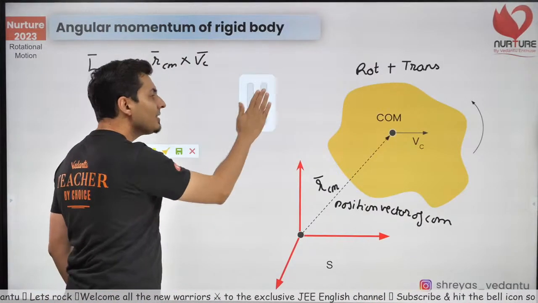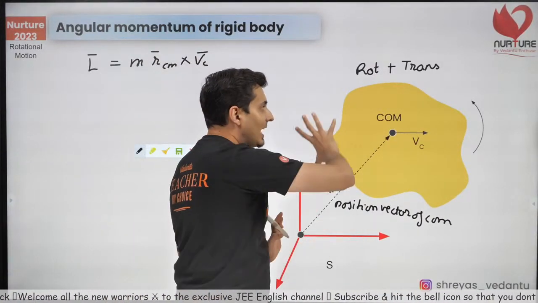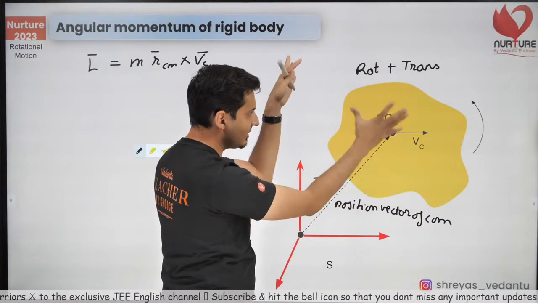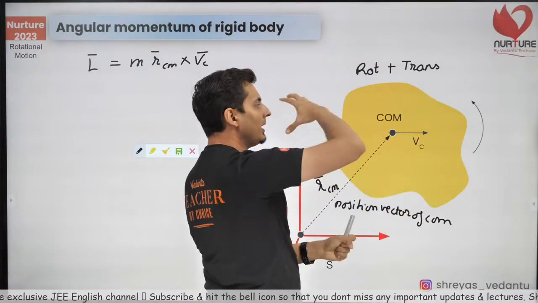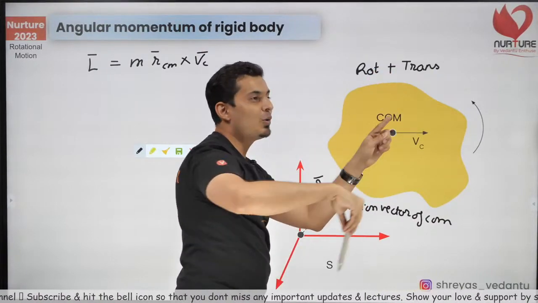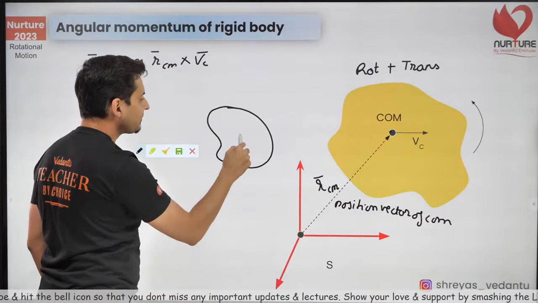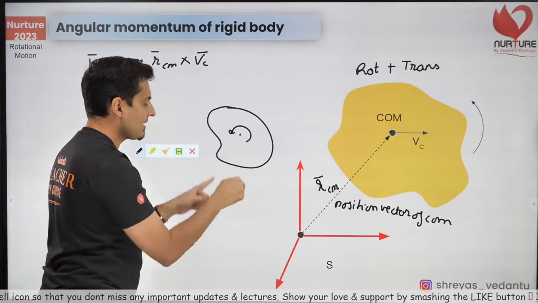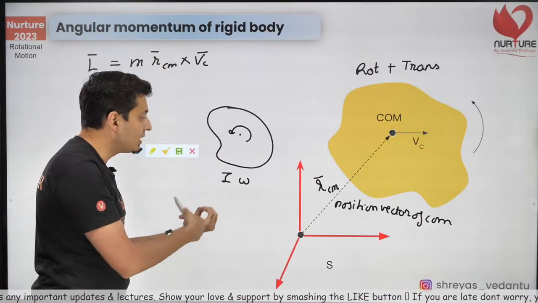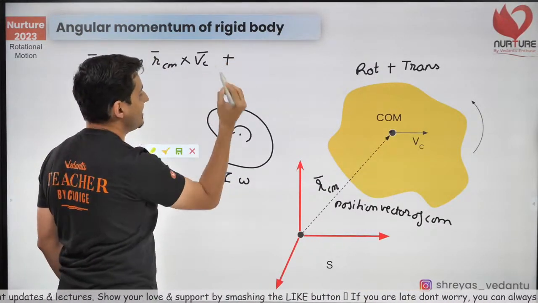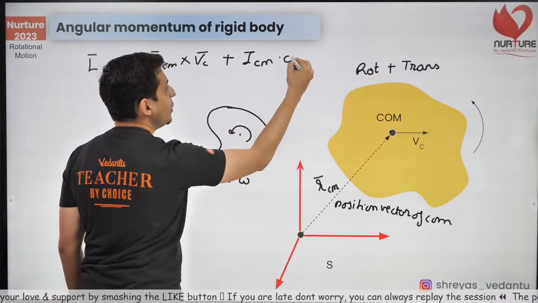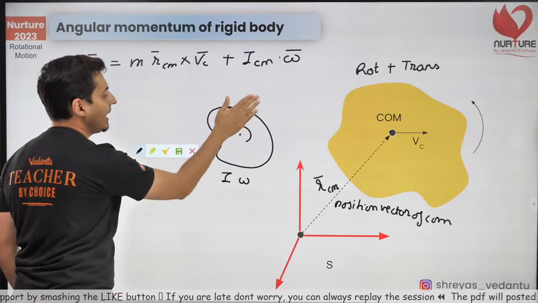The second term is, this entire thing was assumed like a point. But I know it's not a point. There are some dimensions, there is some mass distributed around it, and that is rotating. Now, imagine it to be rotating about the center. So what is the angular momentum of a body which is just rotating about an axis? I know it is I into omega, moment of inertia into angular velocity. So just add that other term, which is moment of inertia about center of mass into omega. That's the complete answer.